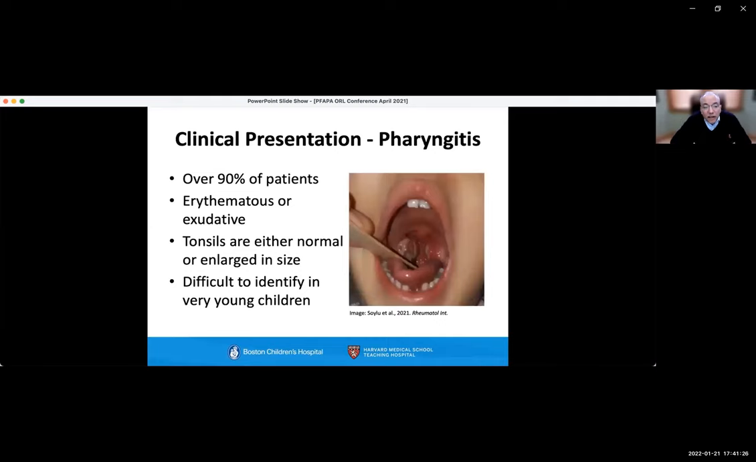Pharyngitis is the most common presentation, occurring in over 90% of patients. It is variably described as being erythematous or exudative, and the tonsils are either normal or enlarged in size. It may be difficult to identify in very young children, and they may present primarily just as drooling with an inability to feed.